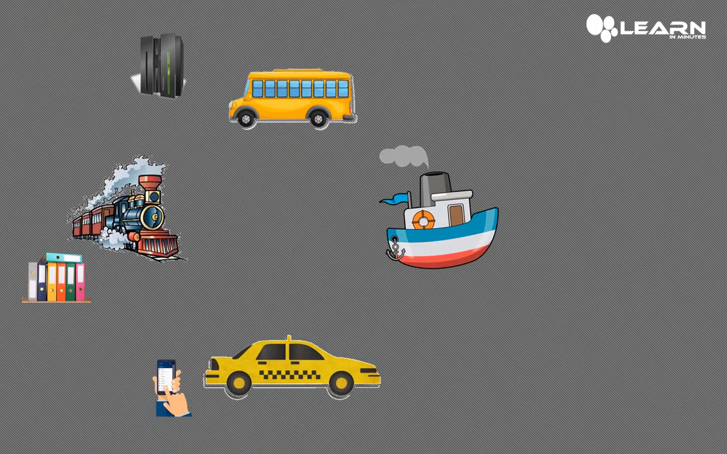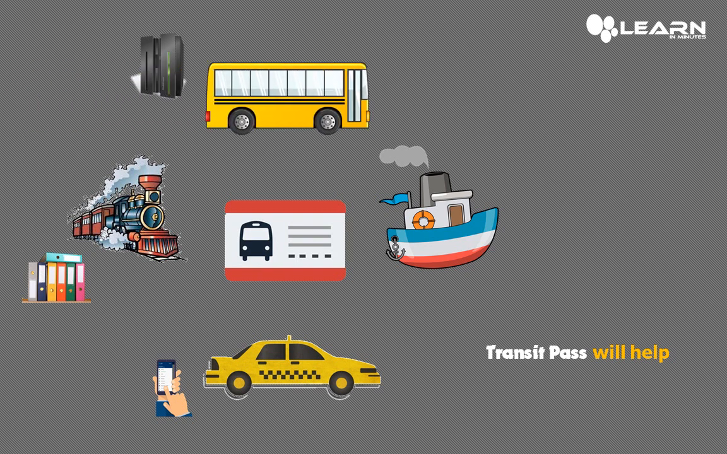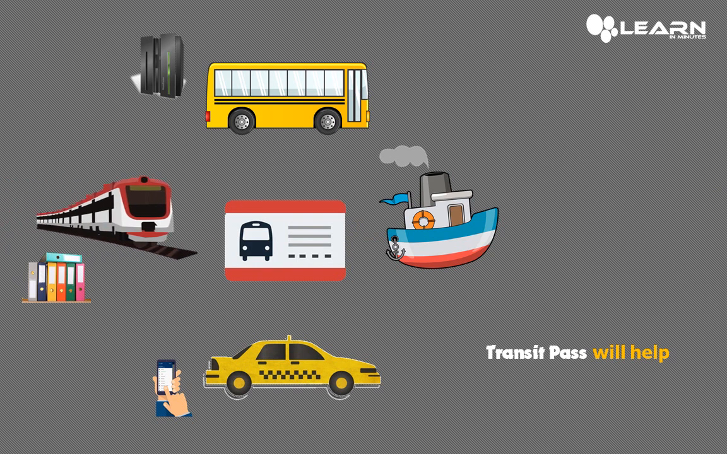Instead of all such file management, we could simplify the process using a transit pass. The transit pass will help in managing all the details using a single database. So even if you change the format, maybe you change the bus transportation with a new one, or you change the train with a new one, whatever change you make, that won't affect your process.